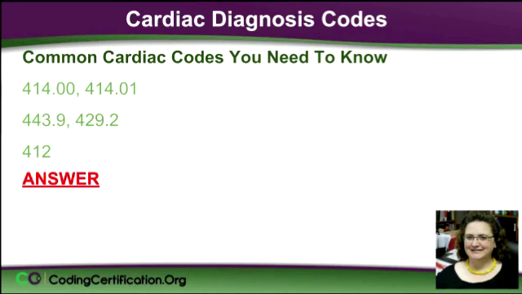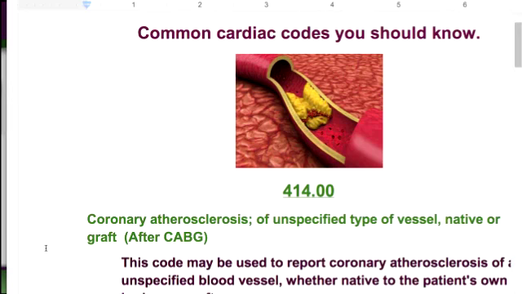Now, these are ones that you could see quite a bit, and we even created a little poll after I talk about them to see if you catch the nuances of these codes. Common cardiac codes that you should just be familiar with. The first one, 414.00, coronary atherosclerosis.